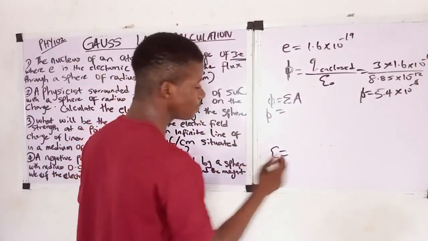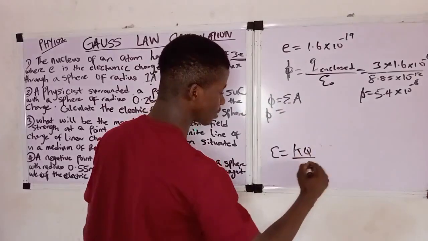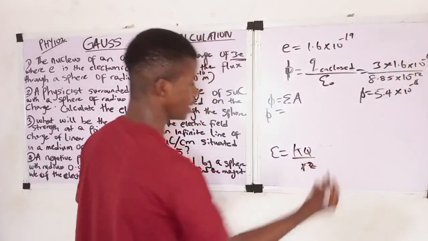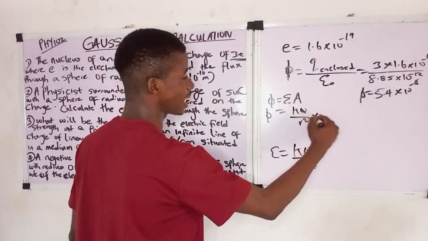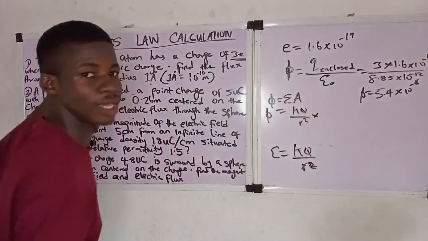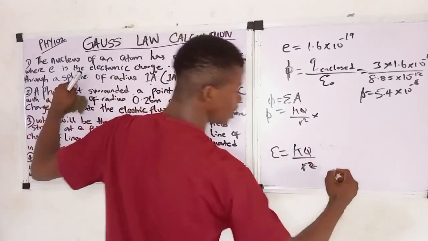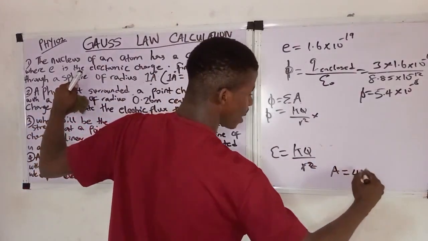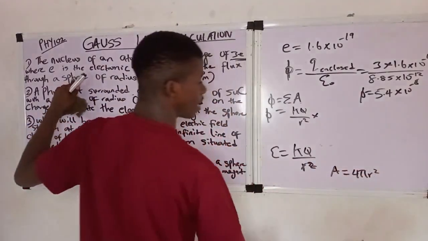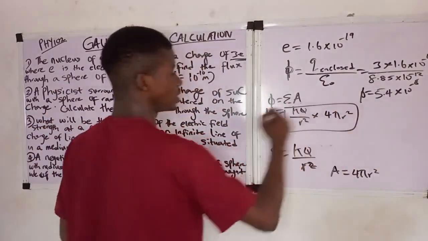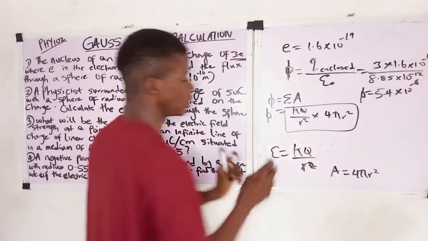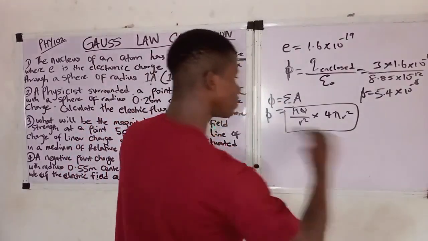Under Gauss's law, electric field is equal to KQ divided by r square, right? So put it here: KQ divided by r square, then times the area of a sphere. Now, what is the area of a sphere? Please, this is very important. The area of a sphere is 4 pi r square. So times 4 pi r square. If we do everything, we get our answer.